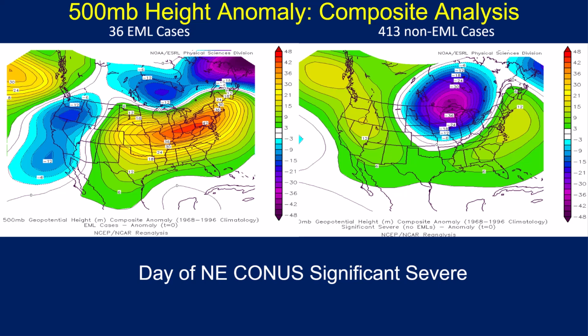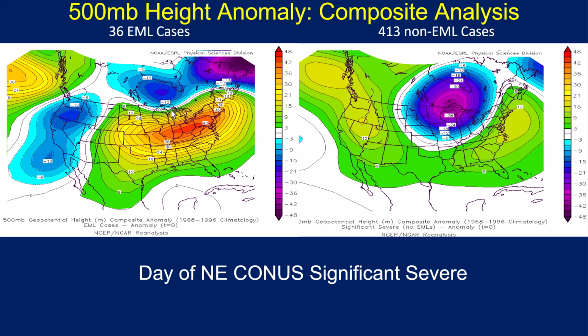The pattern differences are also readily apparent at 500 millibars. On the left figure, a positive height anomaly associated with a stronger ridge axis is seen across the Ohio Valley in the EML composite, with a strong height anomaly gradient evident on the north side as a mean shortwave trough translates eastward across the northern Great Lakes.